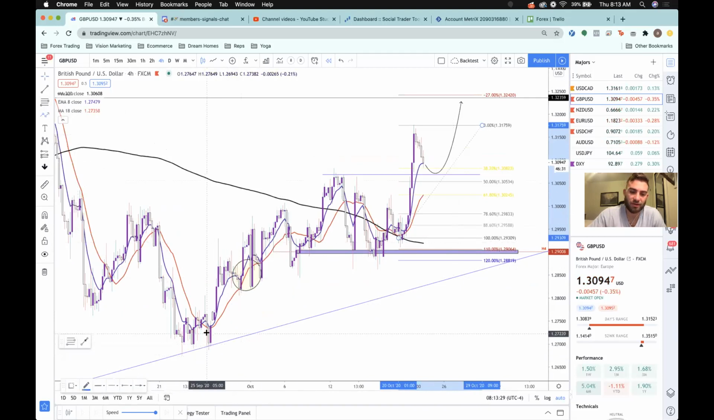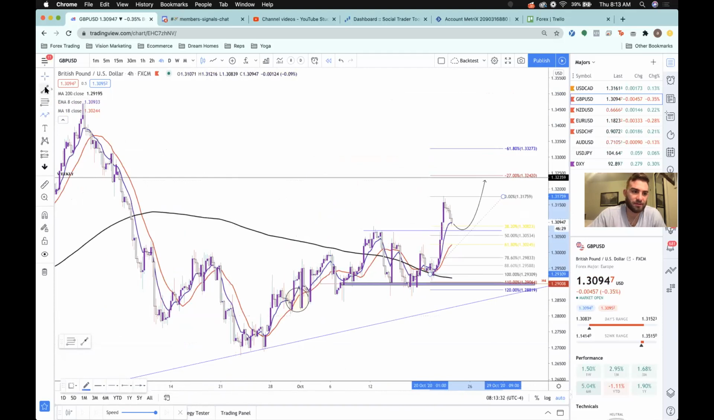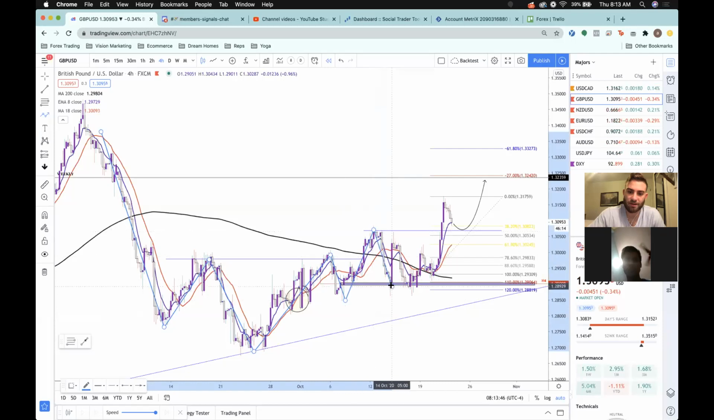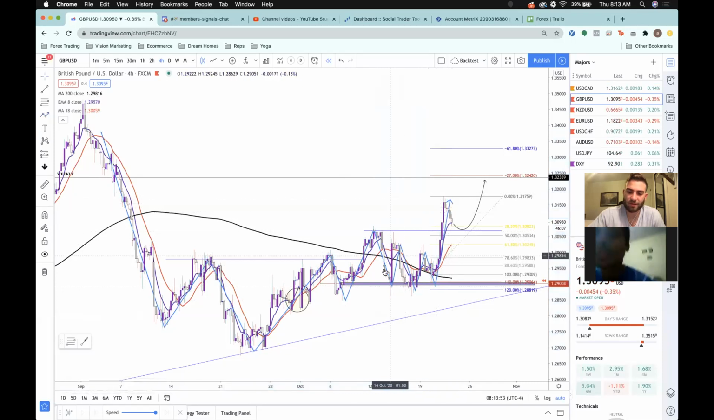This is how we've been trending ever since. Let's start all the way to the left here. So this is going to be 4-hour market structure. We came down, made this low, made this lower high, made this low, made this lower high, broke to the upside, started to consolidate within this area. And then now we just broke to the upside again.